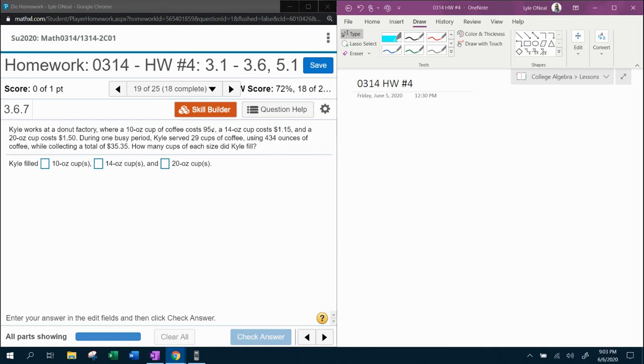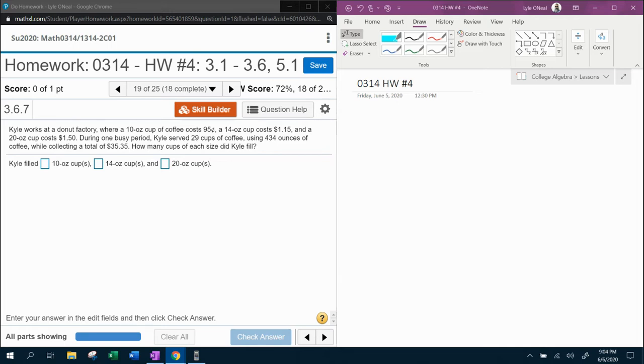Kyle works at a donut factory where a 10-ounce cup of coffee costs 95 cents. Then there's a 14-ounce cup of coffee that costs $1.15. And finally, a 20-ounce cup of coffee that costs $1.50. During one business period, Kyle served 29 cups of coffee using 434 ounces of coffee while collecting a total of $35.35. How many cups of each size did Kyle fill?